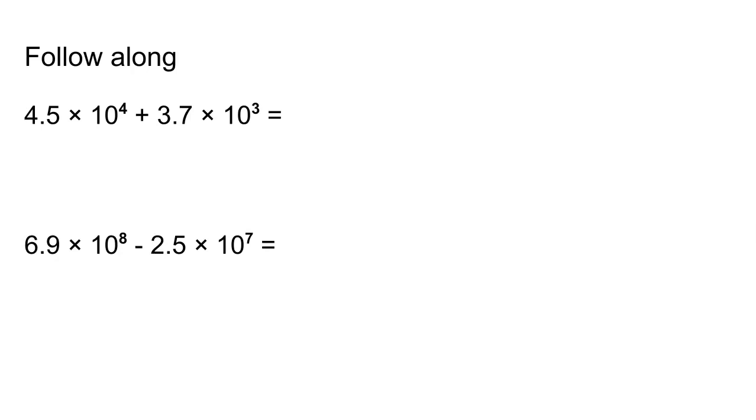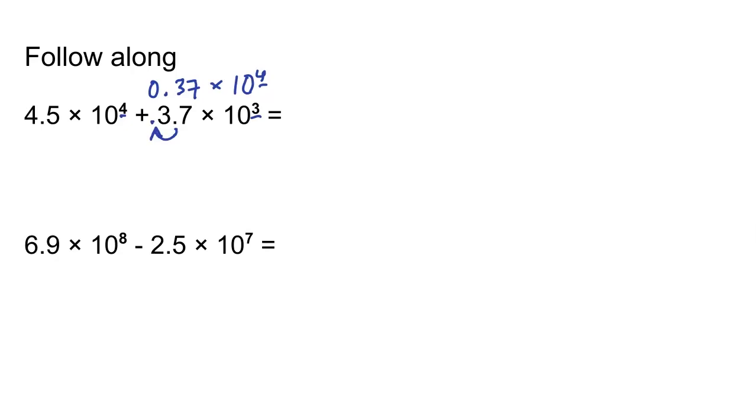Here I have 4.5 times 10 to the 4th plus 3.7 times 10 cubed. In this case, I have different exponents, so I need to make them have the same exponent. And in this case, I can change the 10 cubed to 10 to the 4th by moving the decimal point one place to the left. So the new coefficient becomes 0.37. And since I moved it to the left, I can add 1 to the exponent. So that becomes 10 to the 4th. And now I have the same exponents.